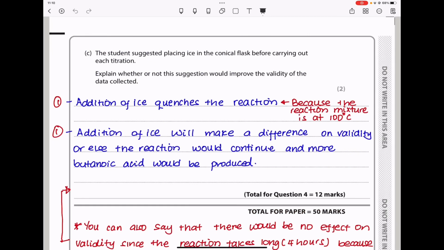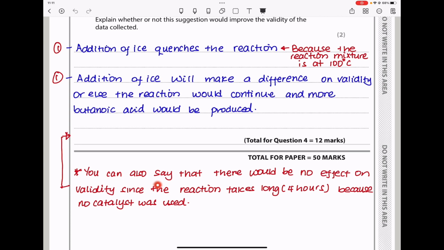Moving on. And lastly, the student suggested placing ice in the conical flask before carrying out each titration. Explain whether or not this suggestion would improve the validity of the data collected. Addition of ice causes the reaction to be quenched, and that means there will be a difference in the validity because if ice is not added, then the reaction will not be quenched and the butanoic acid or the reaction would continue and more butanoic acid will be produced.